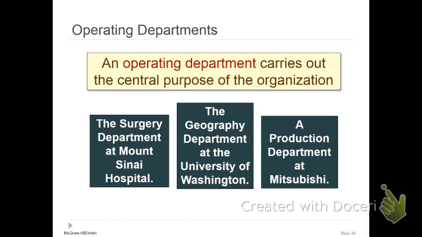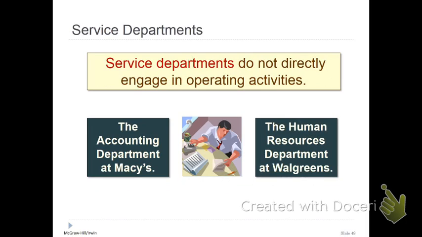An operating department carries out the central purpose of the organization. Depending upon the organization, you'll have different operating departments. And then you also have service departments. They don't directly engage in operating activities. Human resources is probably the big one. Accounting could be, legal could be, a whole bunch of different options there for different service departments.